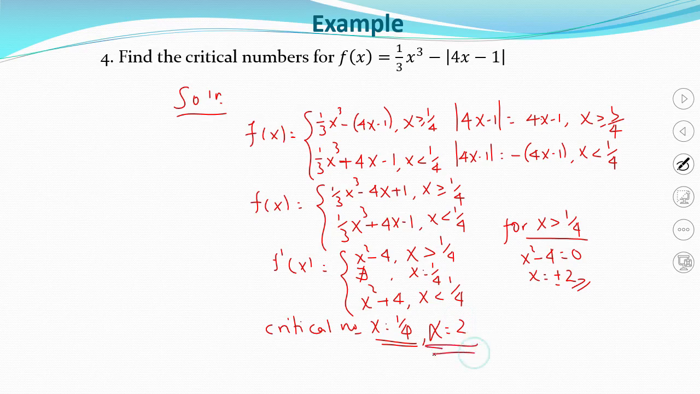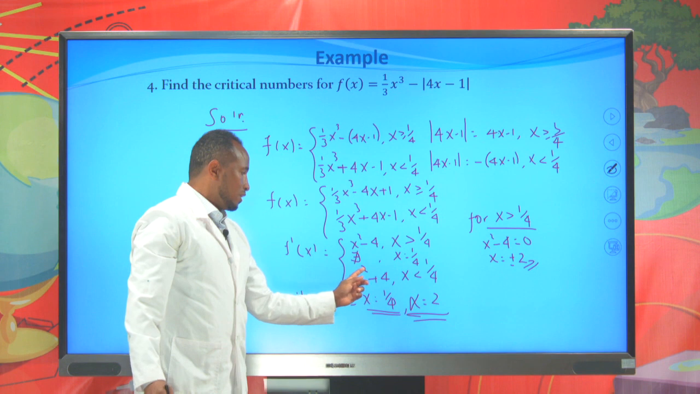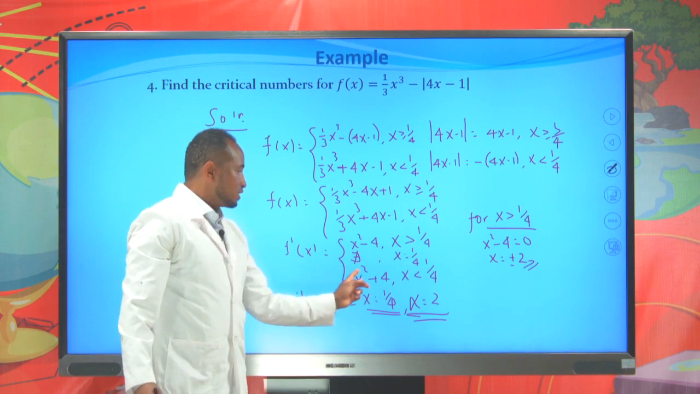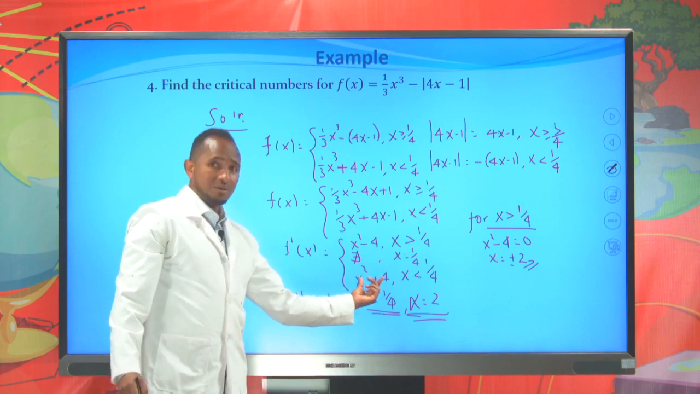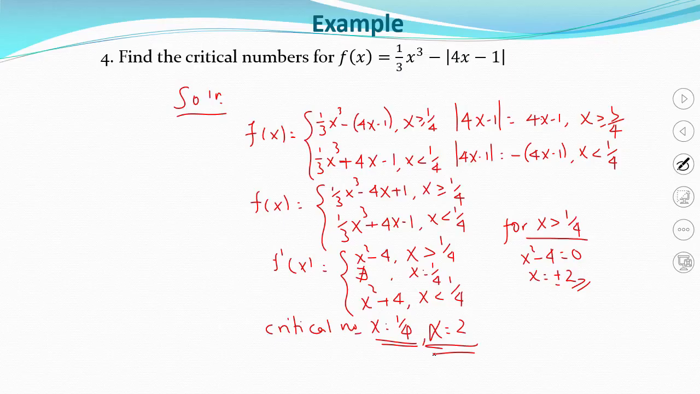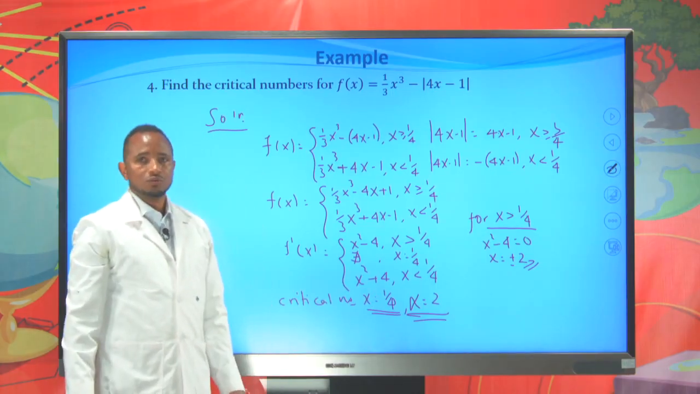So these are the critical numbers. When you check that the derivative x squared plus 4 equals 0 on its interval, this cannot be 0. So the only critical numbers for this function are x equals 1 over 4 and x equals 2. This is it.